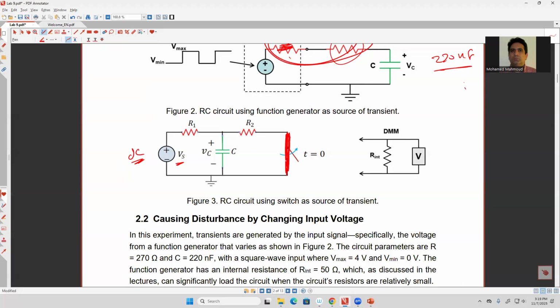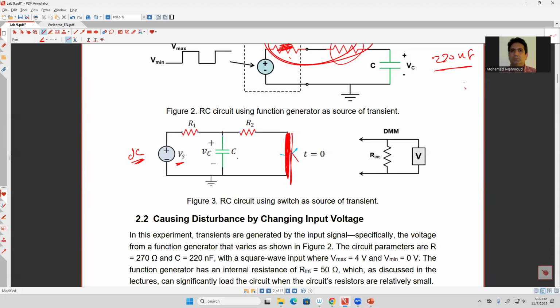For sure, you don't have a switch. Instead of a switch, just use a wire. So make sure you connect this wire. Okay, you need to wait for some time until the capacitor becomes steady state, until the voltage here reaches a steady state.